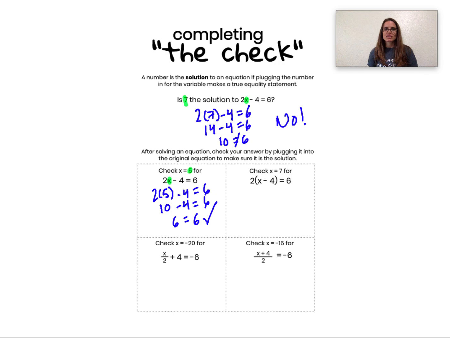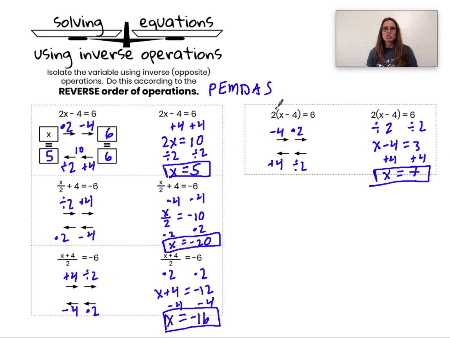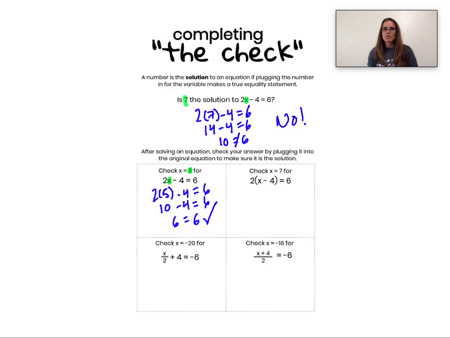Next equation we solved on the previous notes page, 2 times x minus 4 equals 6. We got x equals 7. So we're going to check, is 7 the solution? I sure hope so. So I'm going to plug 7 in for x and see, does 2 times 7 minus 4 equal 6? Does 2 times 3 equal 6? 6 equals 6 is a true equality statement, so yep, I can do my check mark. I have checked my answer.